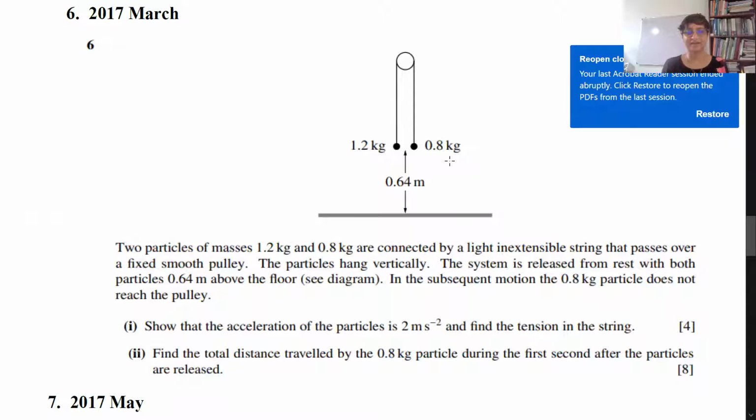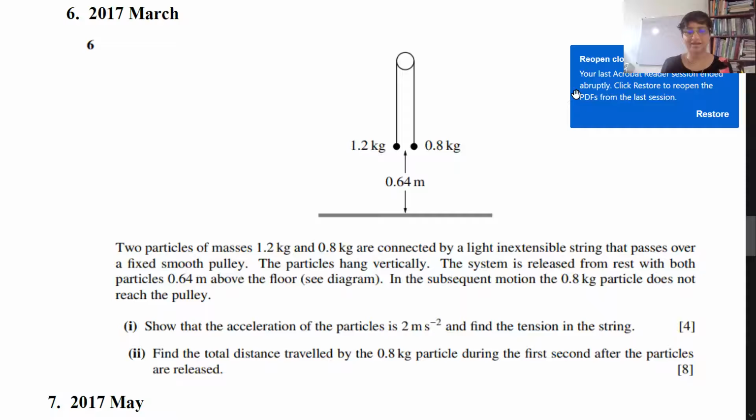The total distance traveled by the B particle. We called them A and B. A is going down, B is going up. The total distance traveled by B during the first 1 second, what is it? All this happens within a second. A goes down and hits the ground, B goes up, and the string gets slack, and it moves under gravity, goes up, reaches the highest point, and comes down a little bit. All that happens within 1 second.